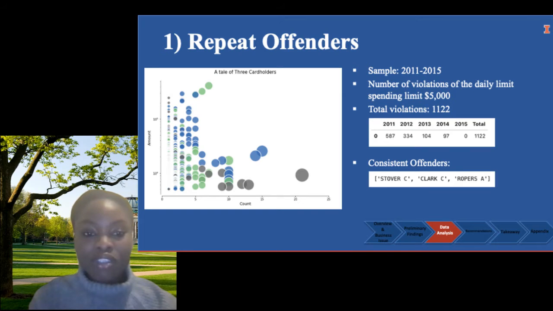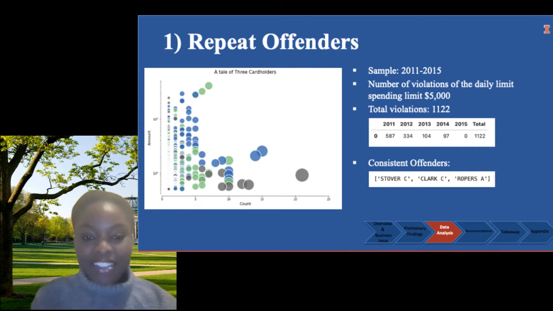Thank you, Lindsay. Now let's discuss the repeat offenders. Unlike the internal control test, we worked with data for each year from 2011 to 2015 to find the number of violations of the daily spending limits of $5,000. We include all transactions, no matter how many times they occur. From our analysis, we found 1,122 potential violations, and we noticed that as the years go by, the violations reduced. 2011 has the highest potential violations of 587, while 2015 has none.